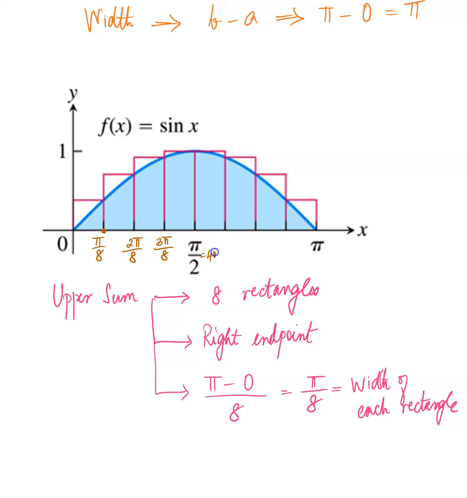This is 4 pi over 8, right? Pi over 2 is 4 pi over 8. This is 5 pi over 8, 6 pi over 8, 7 pi over 8, and pi will be the same as 8 pi over 8. That's how you know you kind of accounted for it correctly.